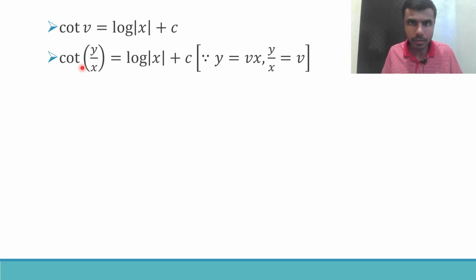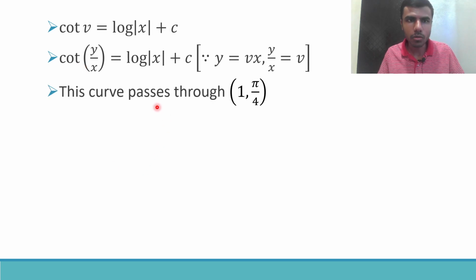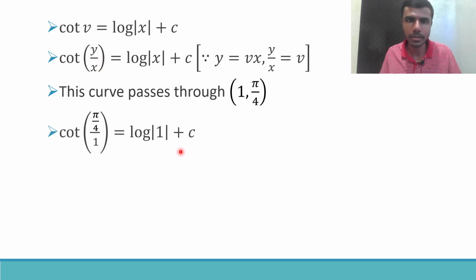Now this curve passes through 1 comma pi by 4. I mentioned in the beginning, this curve passes through 1 comma pi by 4. So in place of x put 1, and in place of y put pi by 4. If I were to do that, this is what I'd get.